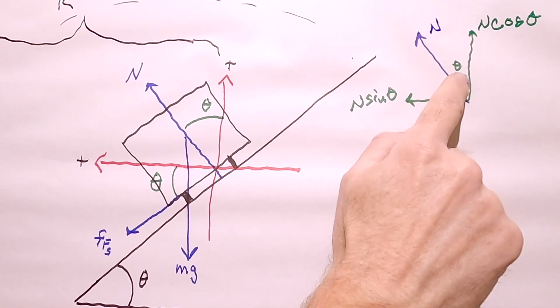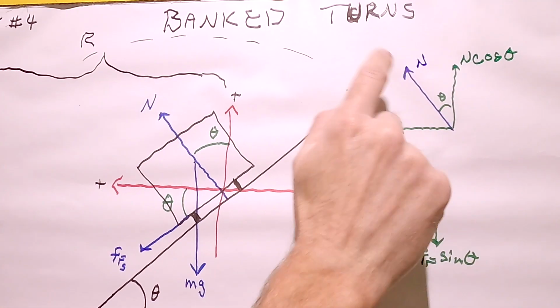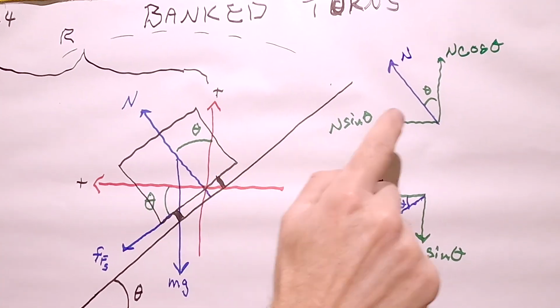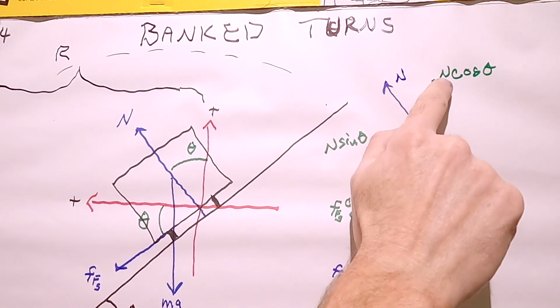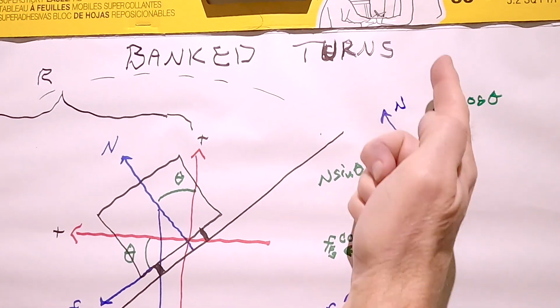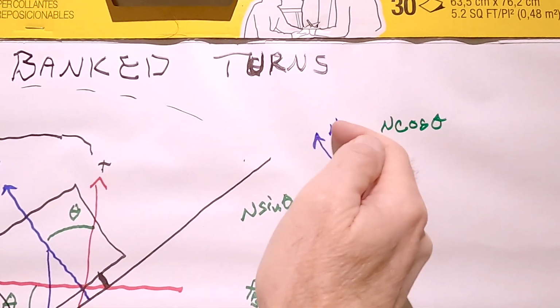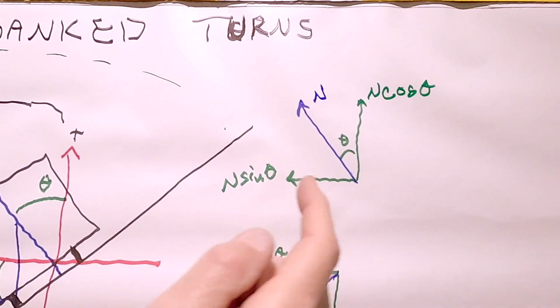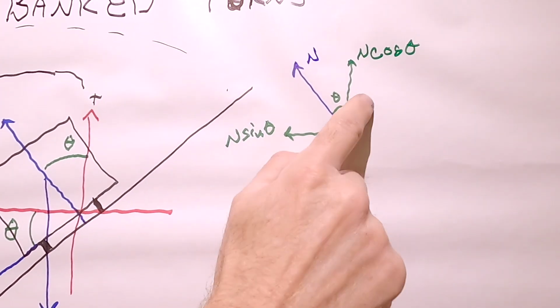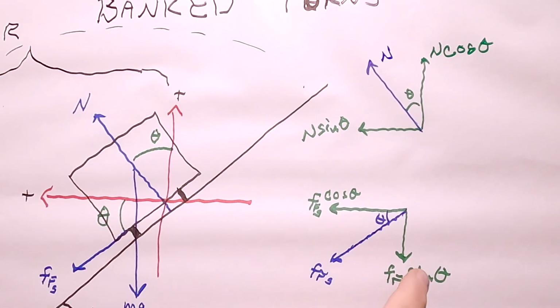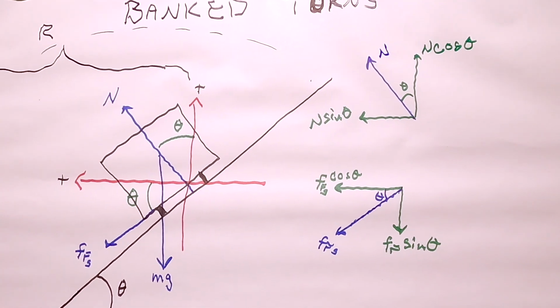So now we have the normal force going out in that direction, and the angle theta is here. So this is the adjacent side, so that's n cosine theta. The opposite side across the top, which I draw down there, is n sine theta. So these two forces will replace that one, and these two forces will replace this one.